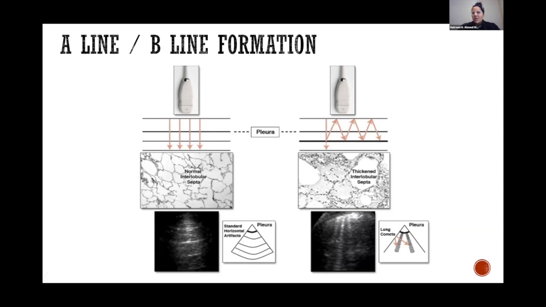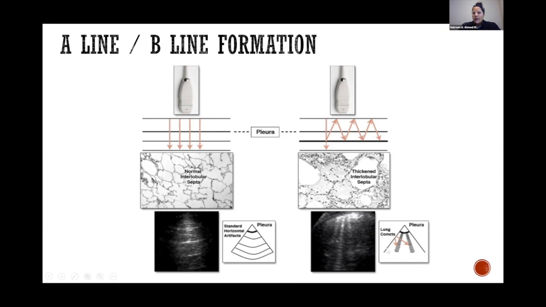The next two artifacts that we're going to talk about are A lines and B lines. A lines are seen in a normal aerated lung, where there is no interstitial pathology. And what you see here is you have your ultrasound probe, which is sending out sound waves to normal lungs. Okay, so normal interlobular septa. The only thing you're seeing is actually reflective artifacts of the pleura reflecting across the lung tissue, across the screen. So you're seeing your pleural line and reflections of that pleural line, and that's all that is. That's telling you there's no pathology in the lung, that all that's being transmitted is the reflection of the pleural line.